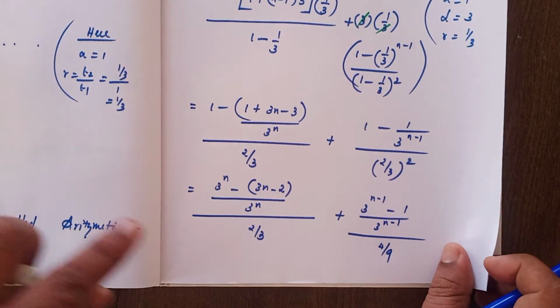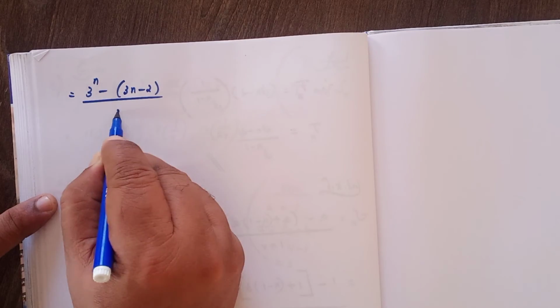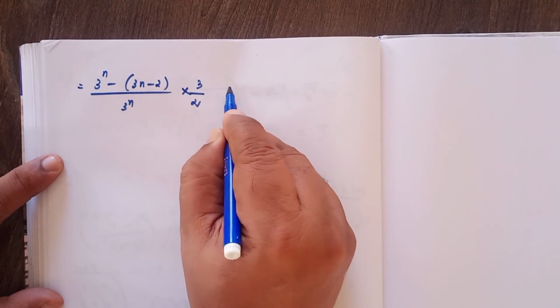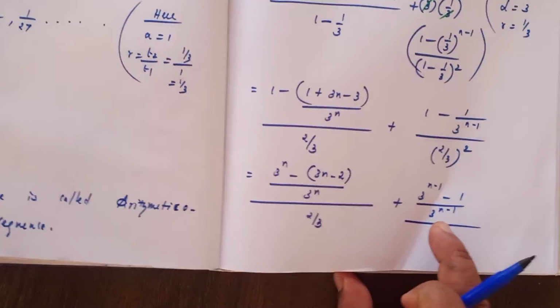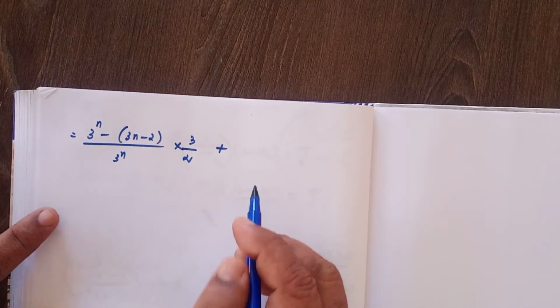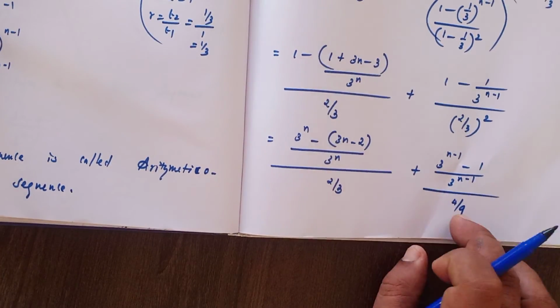So 3 power n minus 3n minus 2 divided by 3 power n, into the reciprocal of 2 by 3, which is 3 by 2, plus the numerator as it is, 3 power n minus 1 minus 1 divided by 3 power n minus 1, into the reciprocal of 4 by 9, which is 9 by 4.